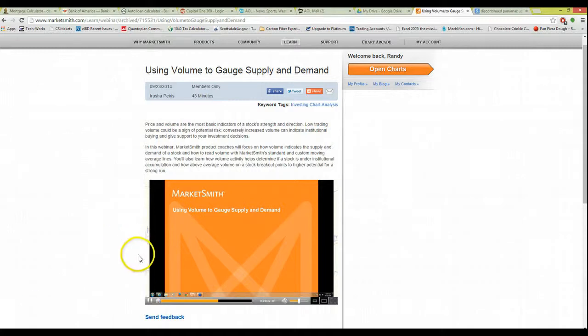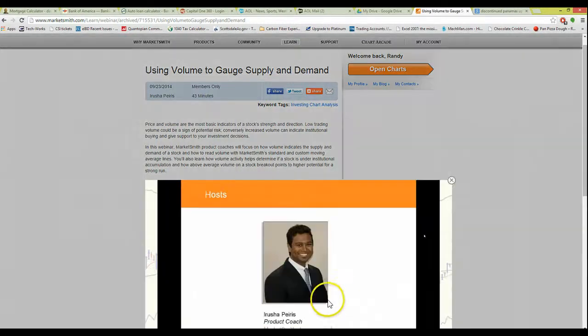We are going to just go over volume and how we use it to gauge supply and demand in the market. A quick introduction here.